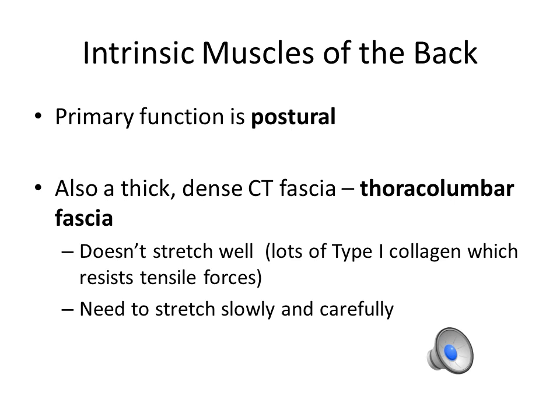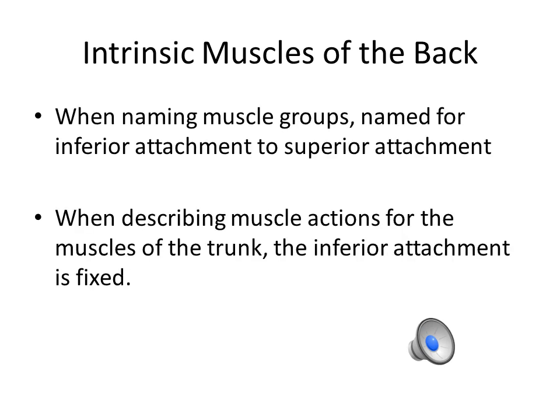So when you are stretching the low back, it's important to stretch slowly and carefully so as to not damage the fascia. When learning the intrinsic back muscles, we will divide these muscles up into groups: the erector spinae, also known as the paraspinals, the spinotransversae muscles, the transversospinae muscles, and the suboccipital triangle muscles. These muscle groups are named primarily from the inferior attachment to the superior attachment.